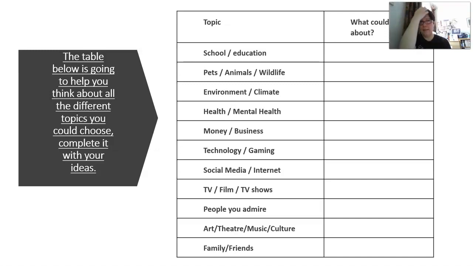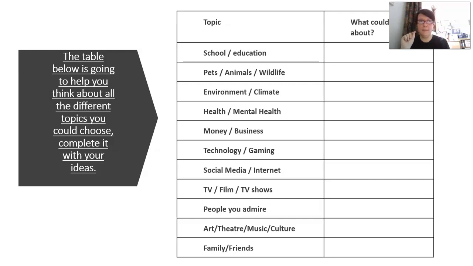Okay, health and mental health. Okay, so this is everything from being healthy, healthy eating, exercise, you know, the NHS, sickness, illness, disease, mental health, anything from there that you could do a speech about. Write one thing under that heading.